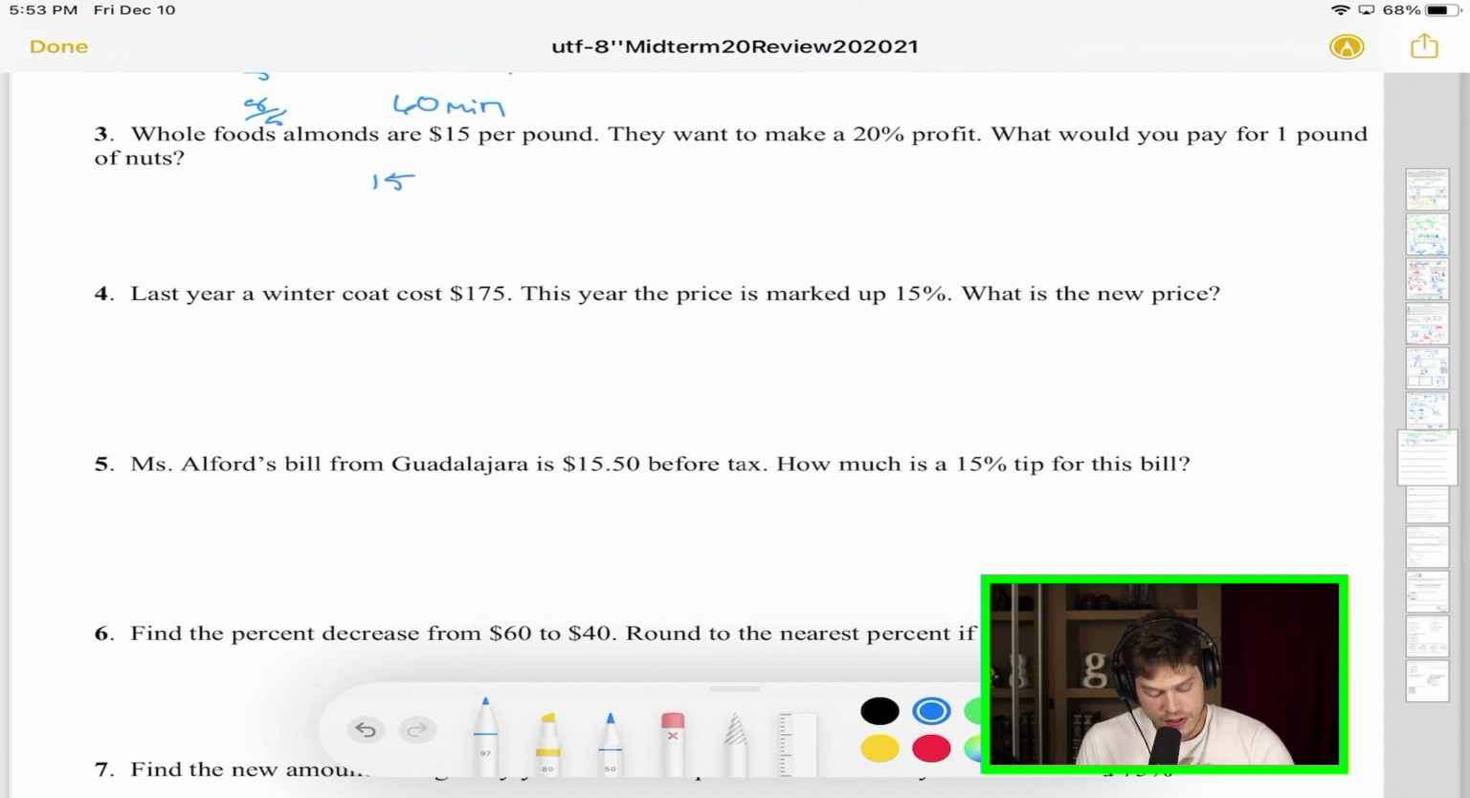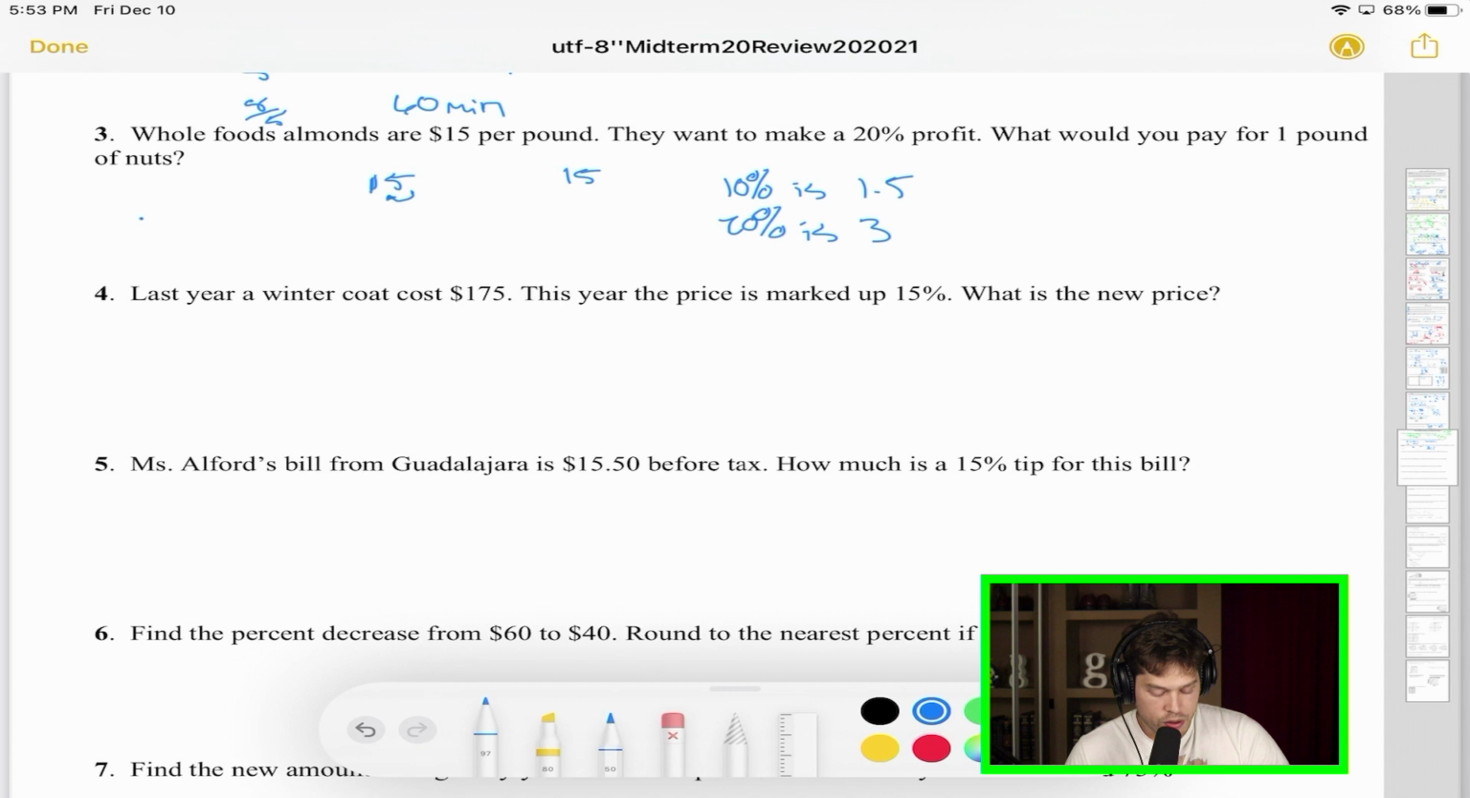So if you have $15, what is 10%? Well, 10% is just moving the decimal over one spot. So if your total is 15, 10% is going to be 1.5. So 10% is 1.5. That means 20% is double that. 20% is going to be 3.